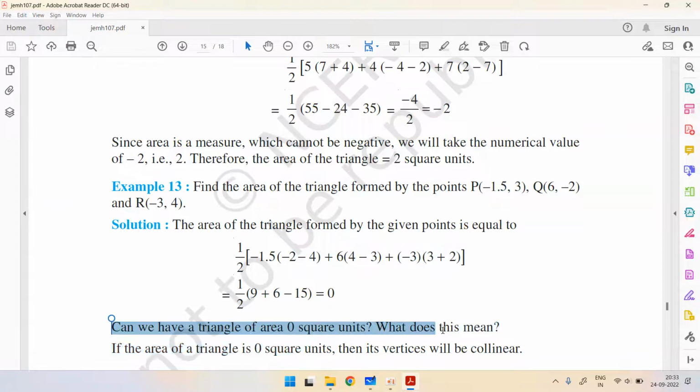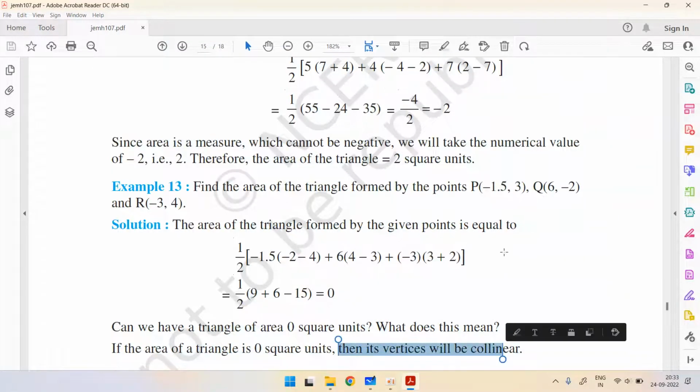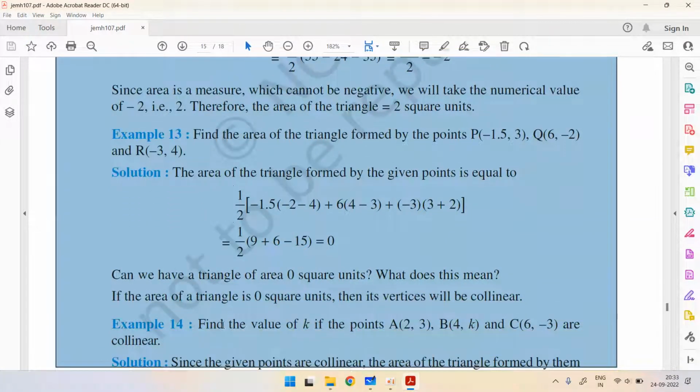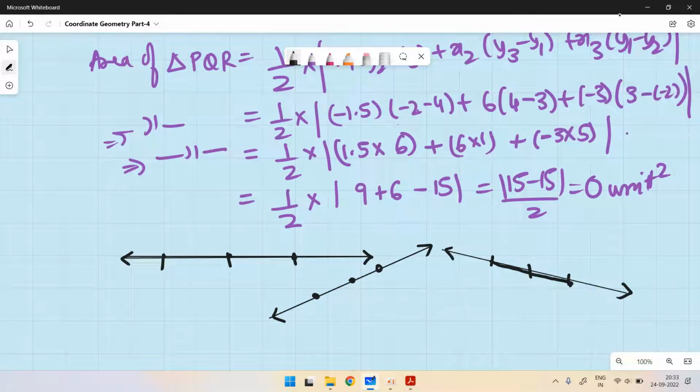What does it mean when a triangle has area 0? It means that the vertices are collinear. Now, find the value of k if these points are collinear. It is saying that the 3 points are collinear, meaning they are always on a straight line. Find the value of k. So how will you find the value of k? Example number 14.